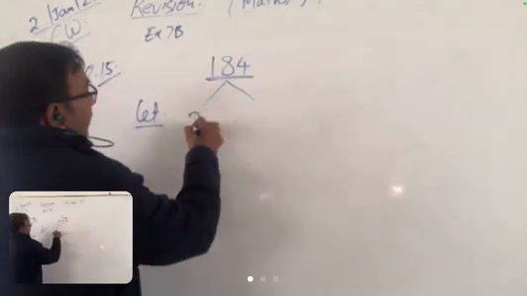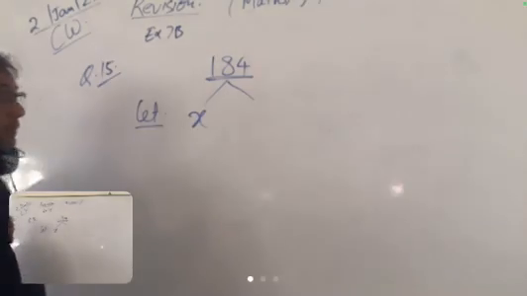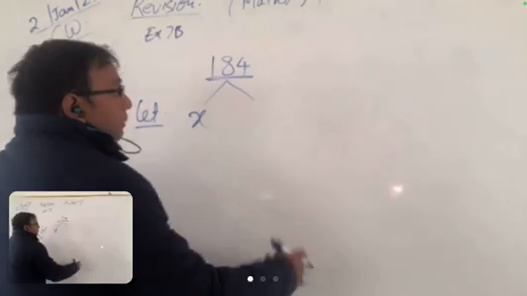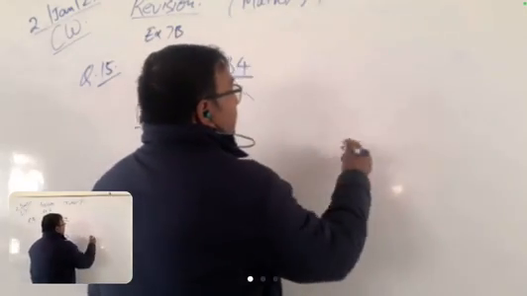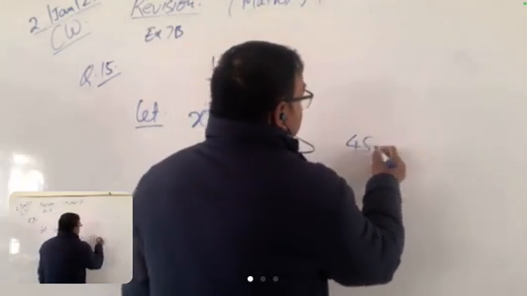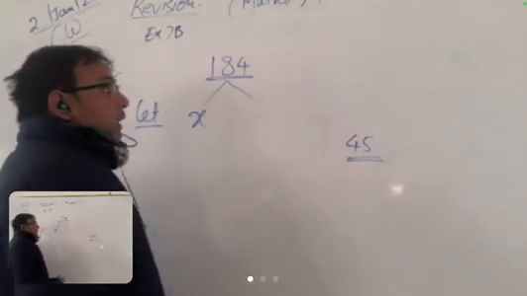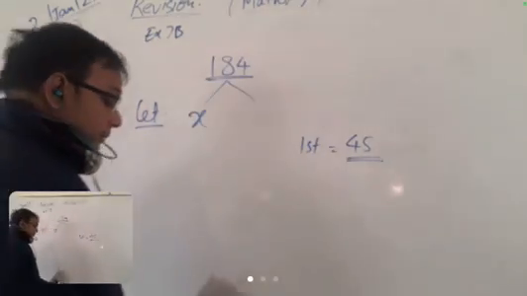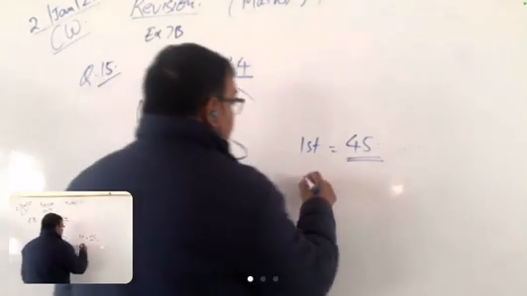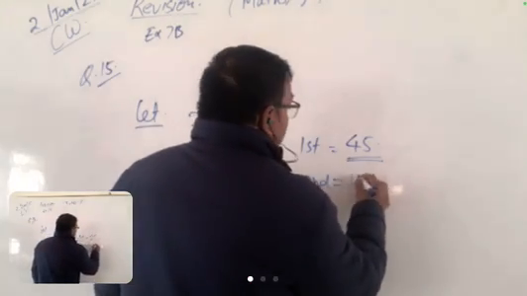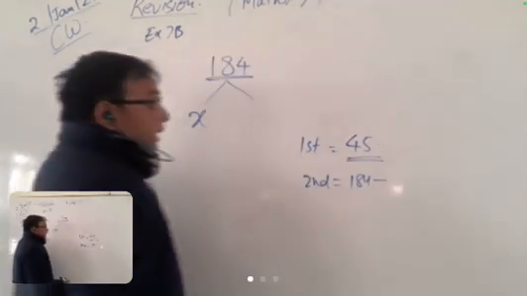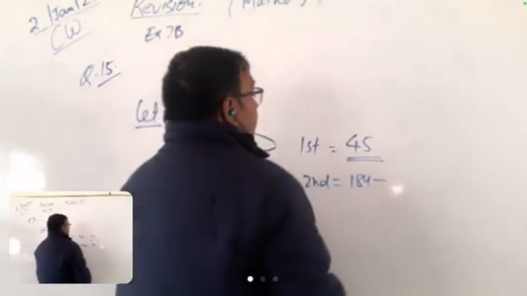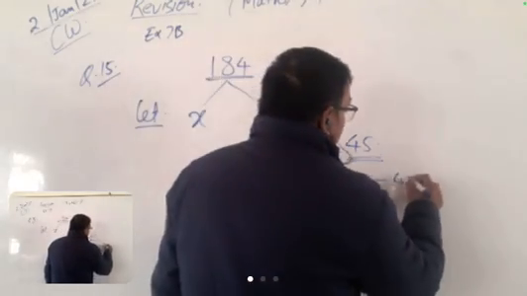So we let the first part be x. If the first part is x, what will be the second part? Suppose our first part is 45, Akriti. So what is the second part? If the first part is 45, then what is the second part? Good.